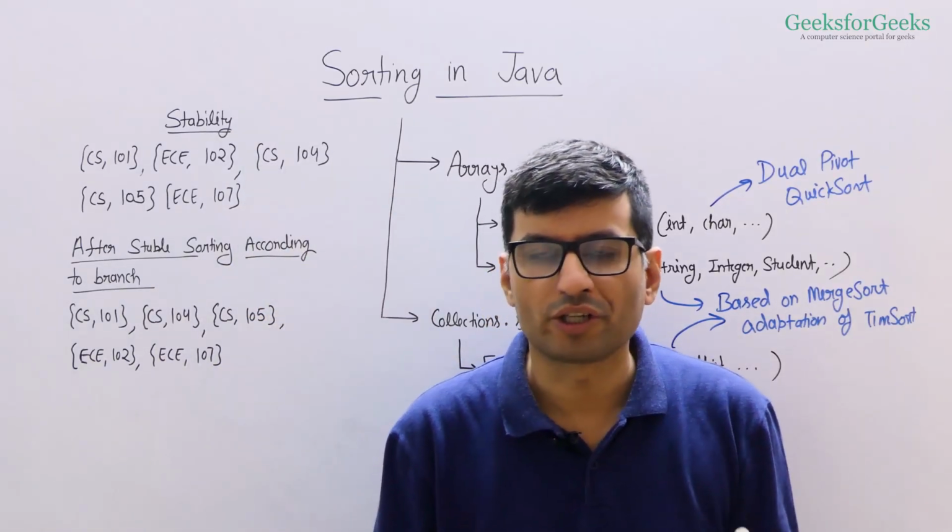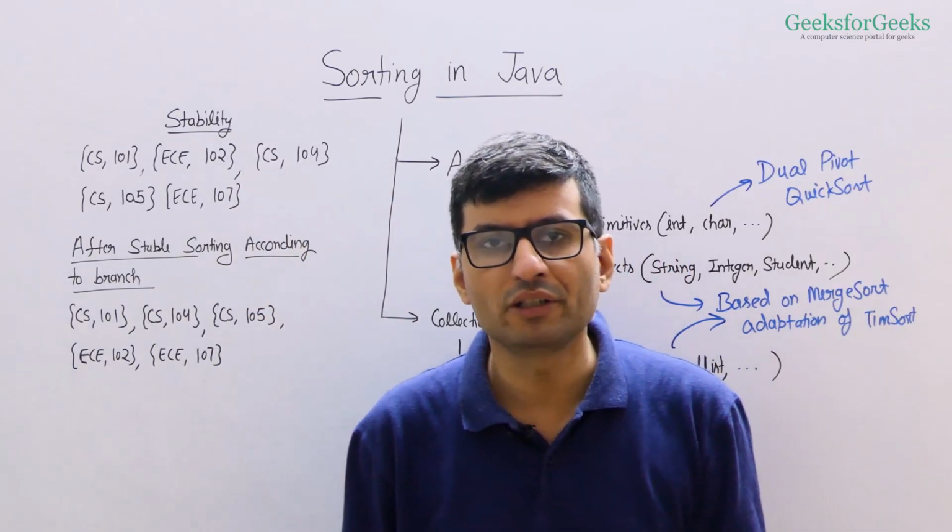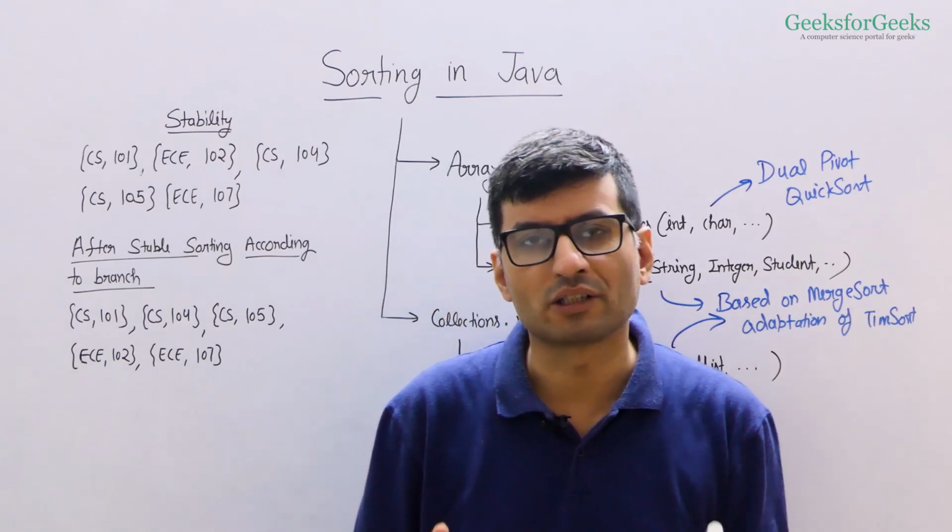So we have introduced sorting in Java here. We have talked about stability. In the upcoming videos, we'll do examples on sorting.